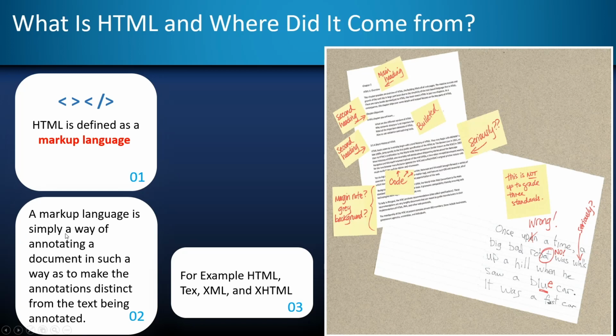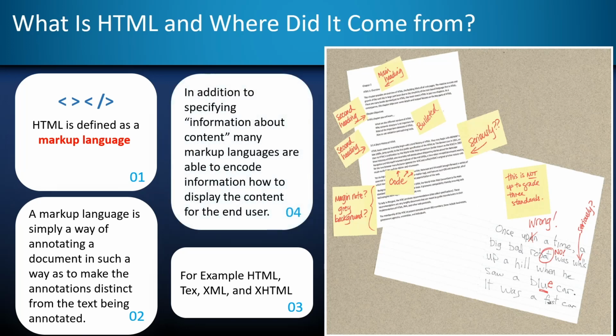So, what is a markup language? A markup language is simply a way of annotating a document in such a way as to make the annotation distinct from the text being annotated. So in one text you are making a distinction from another text, specifying what should be what in the document. In addition to specifying information about the content, you are able to give information on how the content will be displayed to the end user, meaning it will be bold, strong, centered, or a different color. That is called styling.